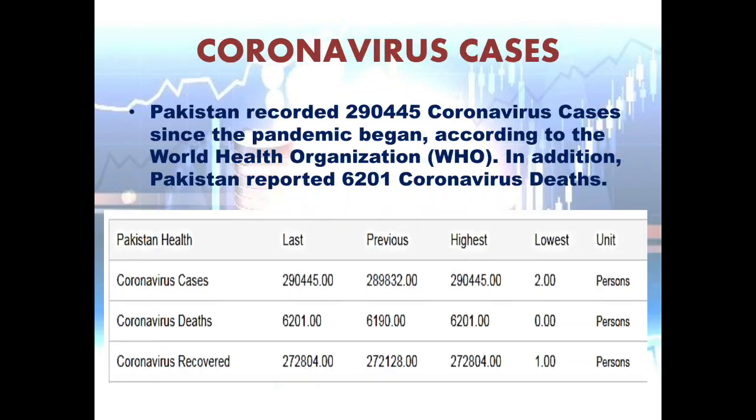Coronavirus cases. Pakistan recorded 2,90,445 coronavirus cases since the pandemic began, according to the WHO reports. In addition, Pakistan reported 6,201 coronavirus deaths. In the following figures, you can find out the total number of coronavirus cases, the highest it has ever been, the coronavirus deaths caused, and the patients who recovered from it.